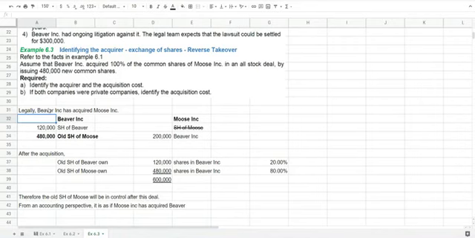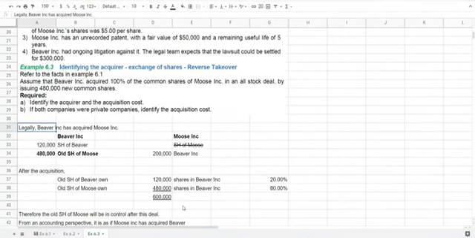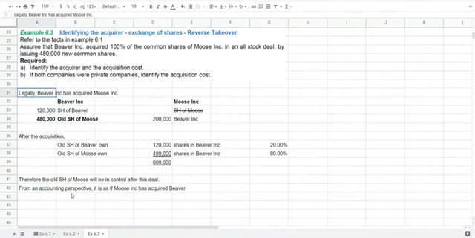It's a reverse takeover. Legally, it looks like Beaver Company has bought the shares of Moose. But when you look at the way the deal is structured, it's clear that it's not the old shareholders of Beaver that are going to be in control, but rather people who used to own Moose. So, from an accounting point of view, it is as if Moose has acquired Beaver. This is a reverse acquisition, a reverse takeover.